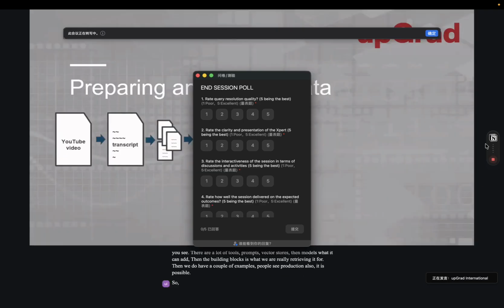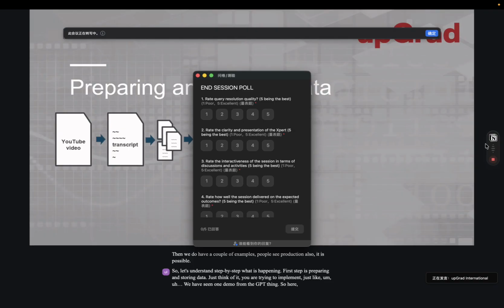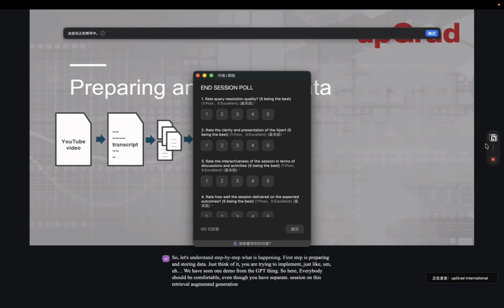So let's understand step by step what is happening. The first step is preparing and storing data. Just think of it as implementing something like the demo we saw from that GPT thing. Everybody should be comfortable with this, even though you have a separate session on retrieval augmented generation. It's good to understand the flow of how it is happening.